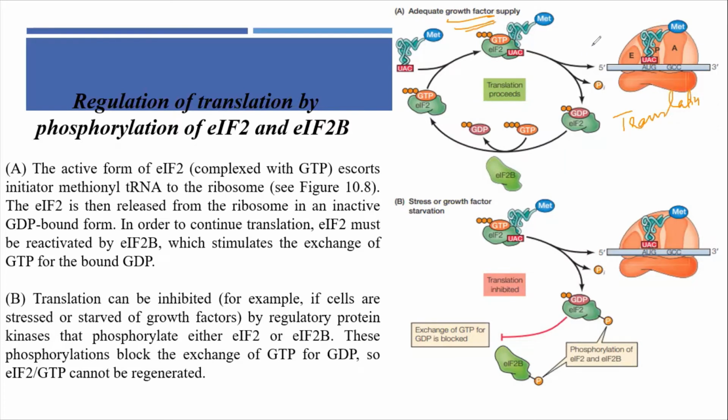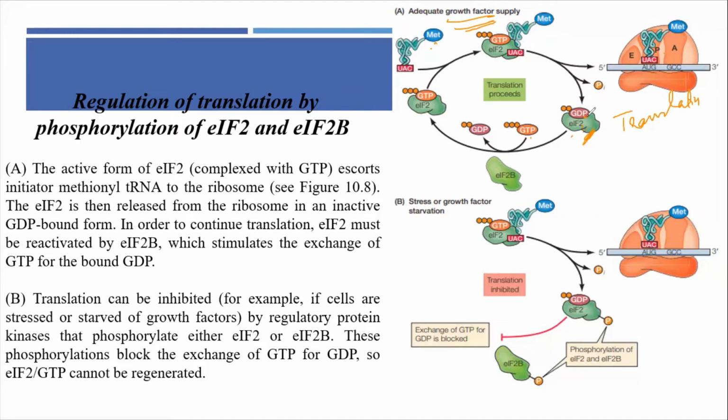This much is clear. Now, in order to continue the translation, your IF2 needs to be recycled, right? It is GDP-bound. If you remember, initiation factors bring your new tRNAs. So IF2 has become GDP. Now it has to be exchanged with GTP so that it can bring another aminoacylated tRNA charged with amino acids. Correct? If you remember the translation, what happened there? IF2 is bringing your new tRNA charged with amino acids. So after adding to the ribosomes, they get released, hydrolysis happens.